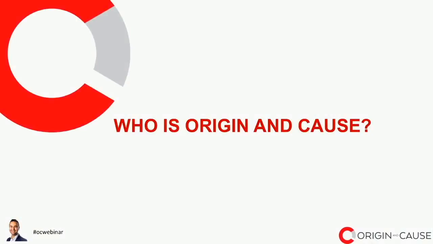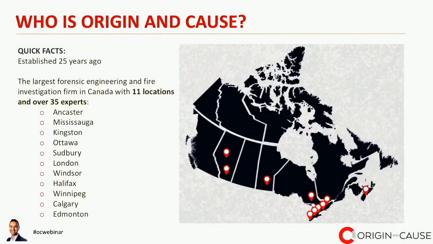Before we run out of time, I just wanted to quickly run through who Origin and Cause is, in case there are people out there that haven't worked with us before and want to understand a little more about our services. Here are some quick facts about Origin and Cause. We've been in business for 25 years. We're the largest forensic engineering and fire investigation firm in Canada. We have 11 locations and over 35 experts. Our locations are in Ancaster, Mississauga, Kingston, Ottawa, Sudbury, London, Windsor, Halifax, Winnipeg, Calgary, and Edmonton.